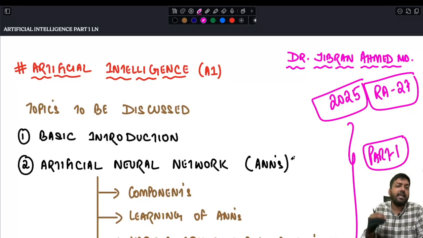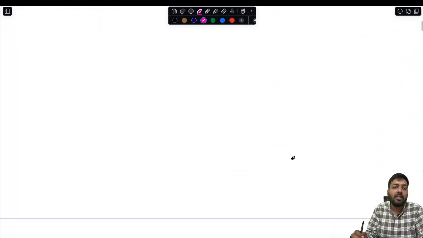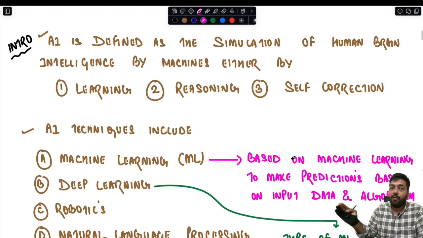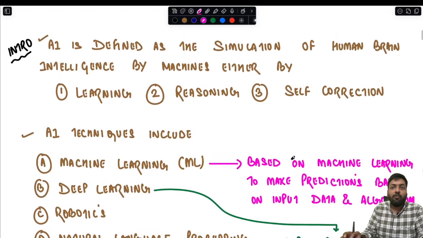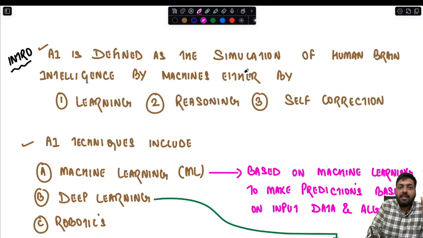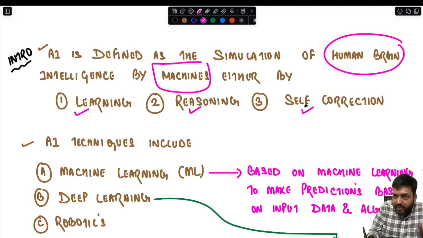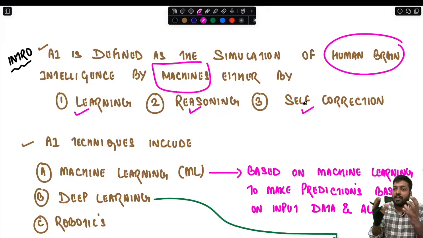So without wasting any time, let us begin today's topic of discussion, artificial intelligence in relation to the field of diagnostic pathology. So what is artificial intelligence? It is defined as simulation of human brain intelligence by machines, either by learning or by reasoning or by self-correction. So try to understand, in this world we have computers, which have software designed to do so many tasks, right?